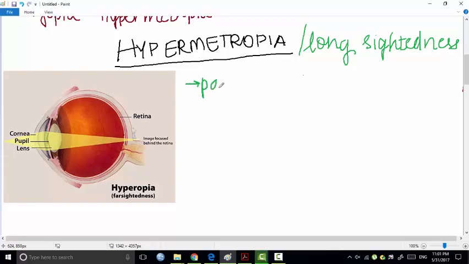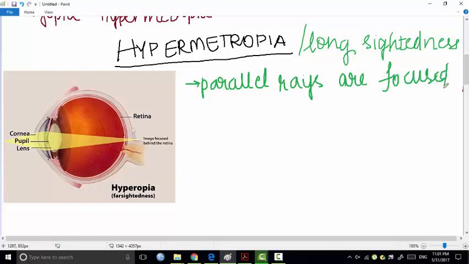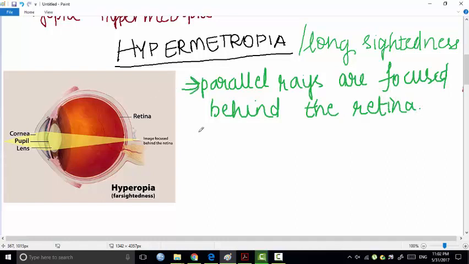So here the parallel rays are focused behind the retina. That is point 1 and the most important one. So what are the etiological factors of hypermetropia? Etiologically it is divided into 5 types.